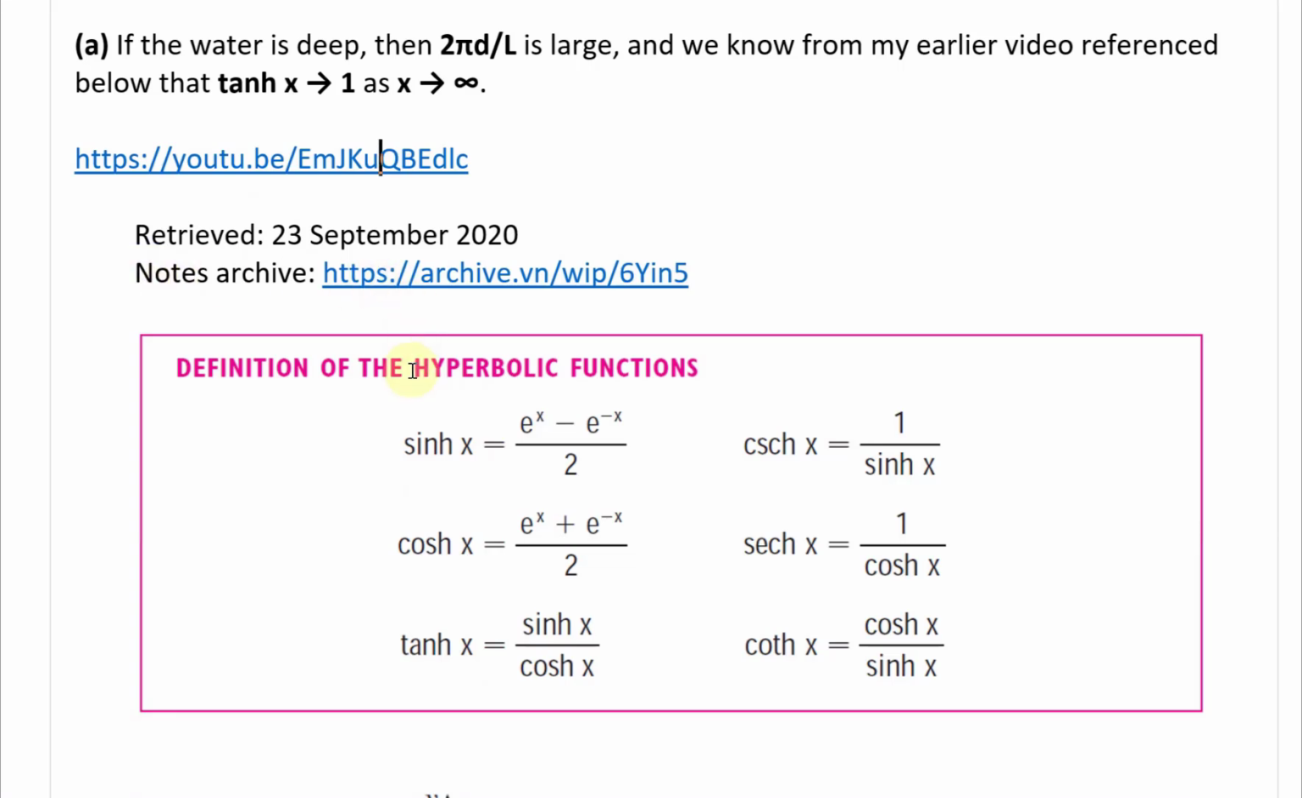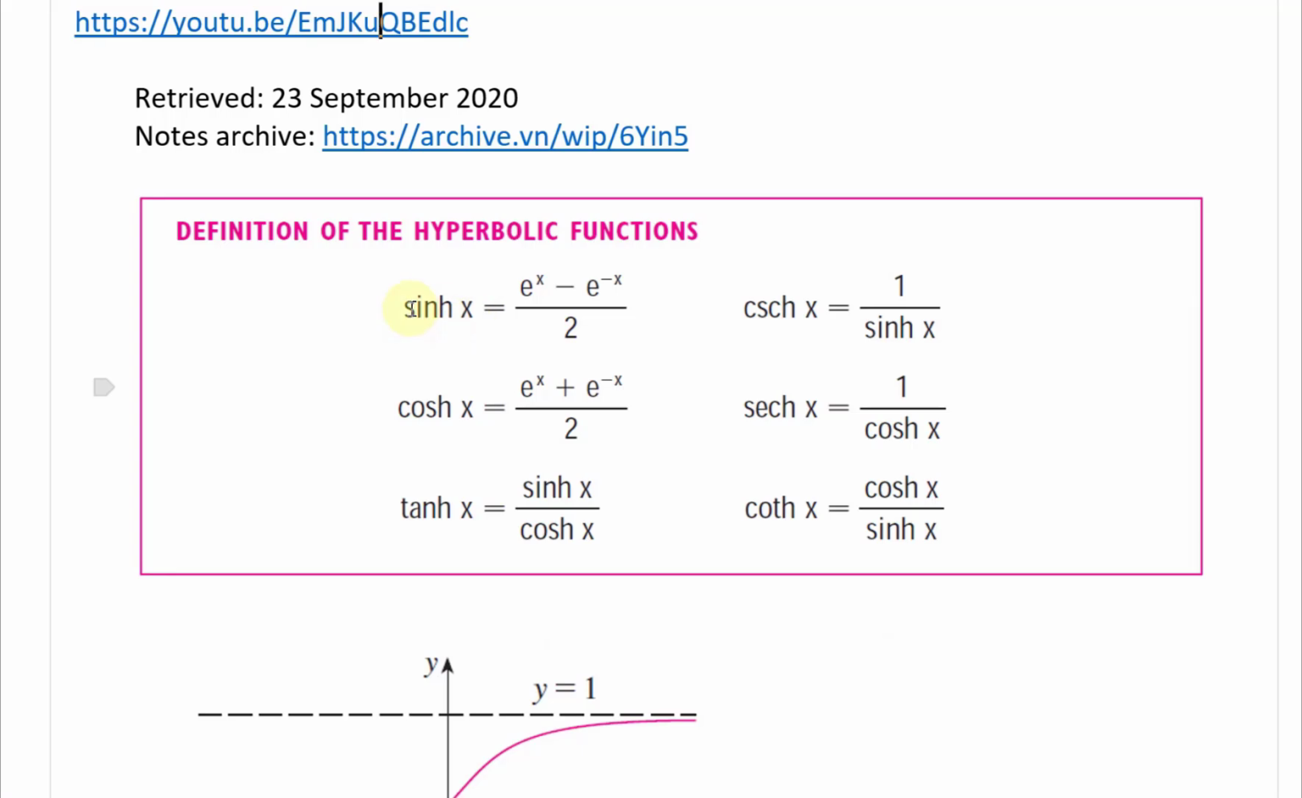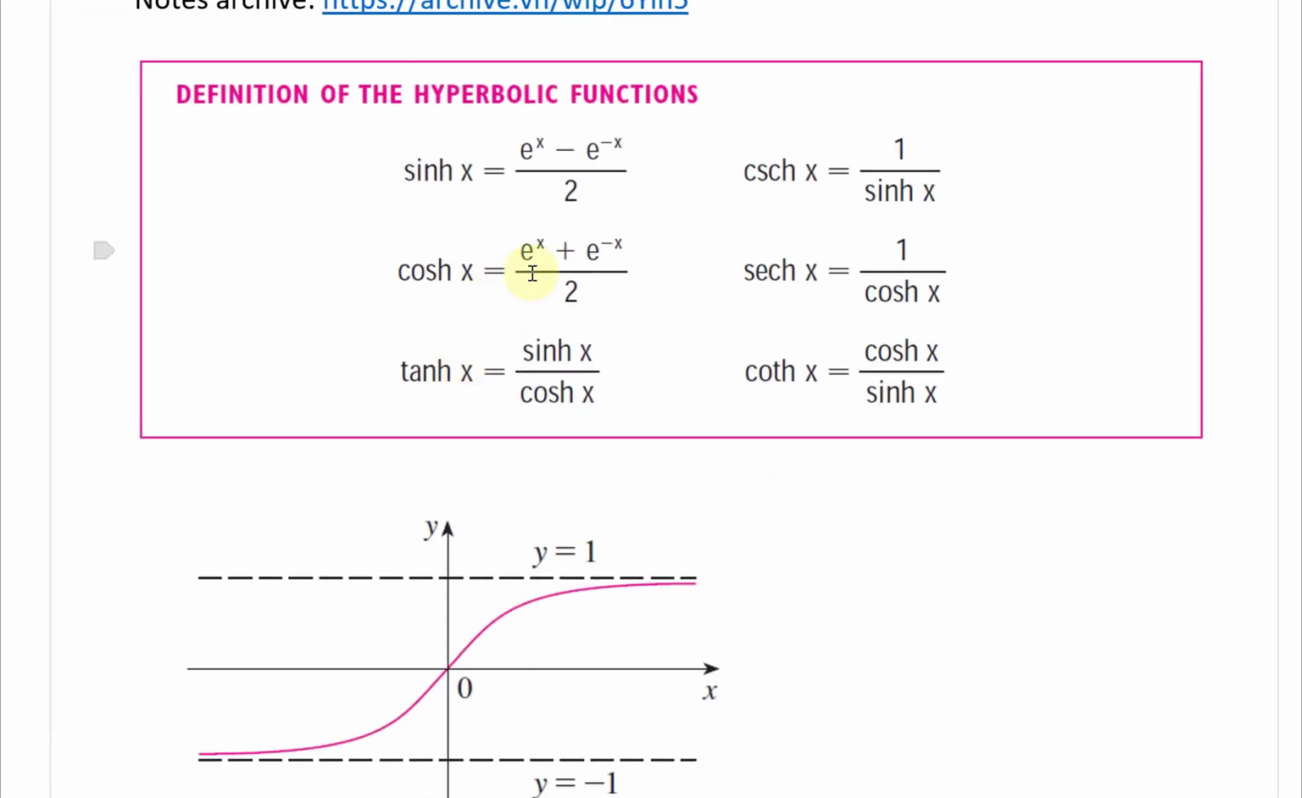Here's the notes archive. Recall the definition of the hyperbolic functions: sinh of x, or hyperbolic sine, is just equal to e to the x minus e to the negative x, all divided by 2. Then cosh is going to be a plus there, so you just have e to the x plus e to the negative x, all divided by 2. And then hyperbolic tangent of x is just equal to sinh of x divided by cosh of x.